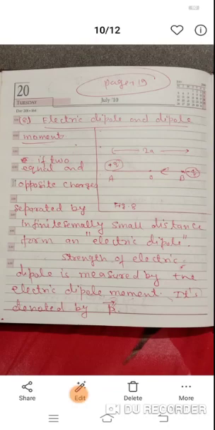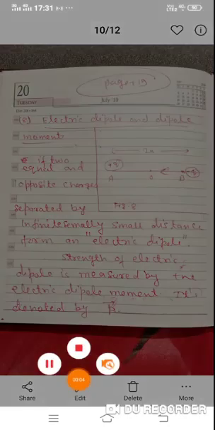On the basis of the knowledge of this heading, we can proceed further into deeper concepts of electric forces in the physics syllabus of 12th class. Okay students, so I am going to start this heading, electric dipole and dipole moment.